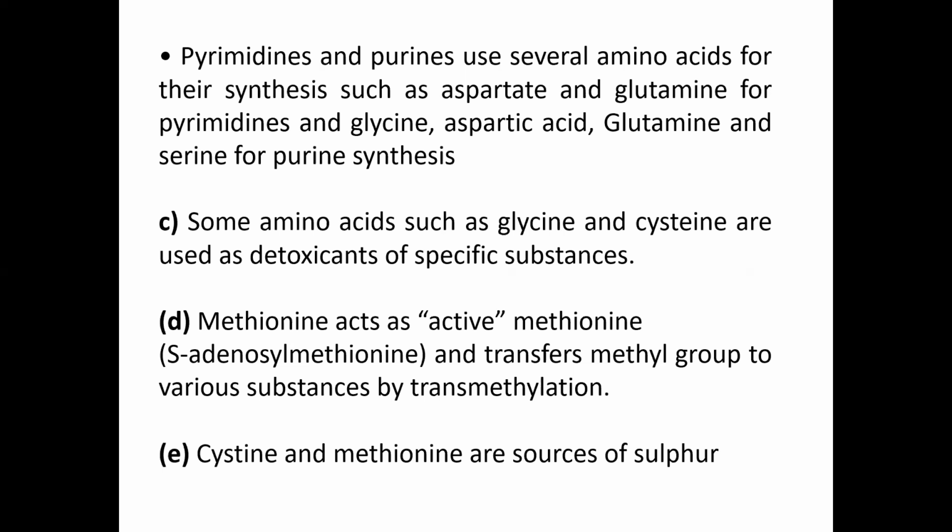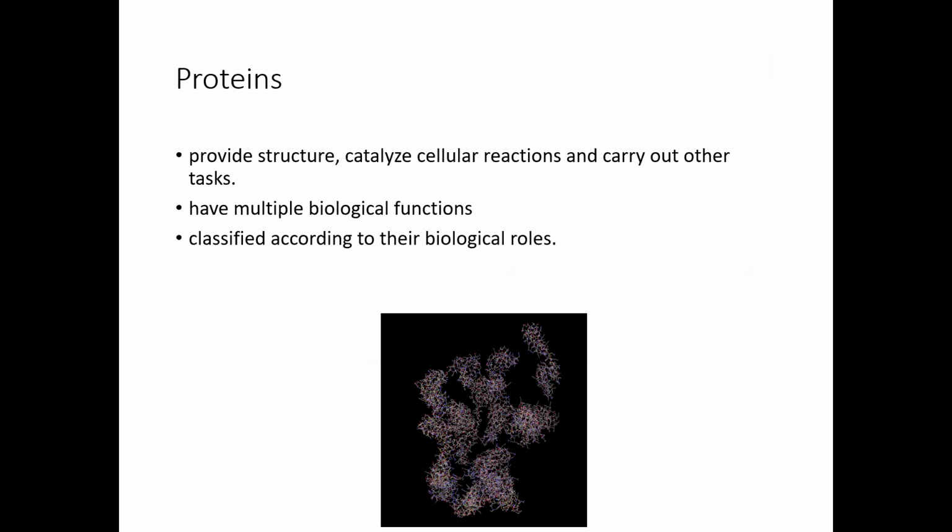Some amino acids, such as glycine and cysteine, are used as detoxicants of specific substances. And methionine acts as active methionine in the form of S-adenosylmethionine, and also in the transfer of methyl groups to various substances by transmethylation. There are also cysteine and methionine that are sources of sulfur in the body. And that is about amino acids.